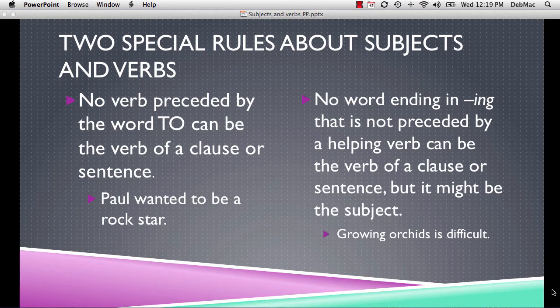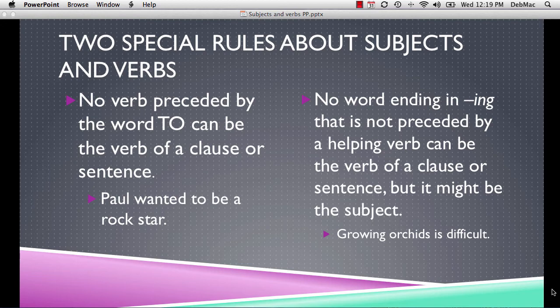Growing is difficult. It is the task of planting and nurturing and bringing to full bloom the orchid. It's what you have to do with that plant that's difficult. It's not the flower that's being difficult. It's the action that's difficult. So growing is difficult. Growing orchids is difficult. Is is the verb and growing is the subject.